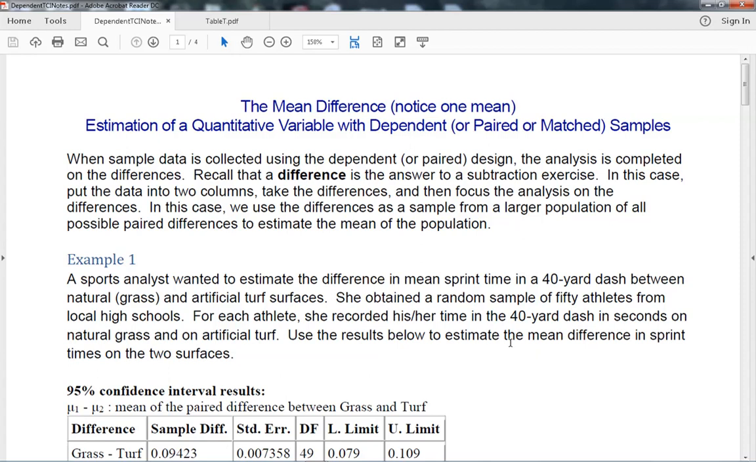Let's look at example 1 here, where a sports analyst wanted to estimate the difference in mean sprint time in a 40-yard dash between natural grass and artificial turf surfaces. So she obtained a random sample of 50 athletes from local high schools. For each of the athletes, she had the athlete run the 40-yard dash on grass and on artificial turf, and recorded the time in seconds to complete the 40-yard dash. Let's use the results below to estimate the mean difference in sprint times on the two surfaces.